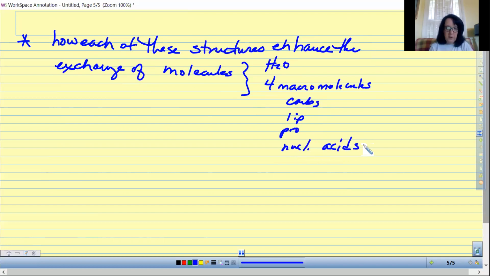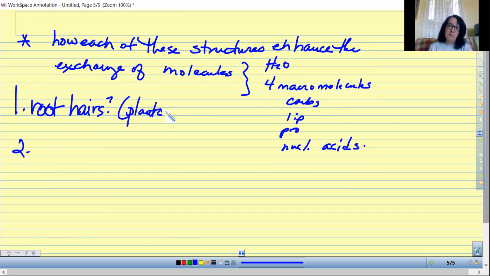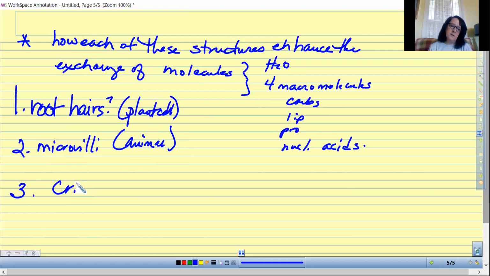But the 3 it particularly gives you are these. Number 1, root hairs. Of course, this would be specifically functioning on a plant cell. Number 2, microvilli. This would specifically be a function of the digestive system of an animal. And then the last one it gives you, which I thought was a ringer, is the cristae of the mitochondria.